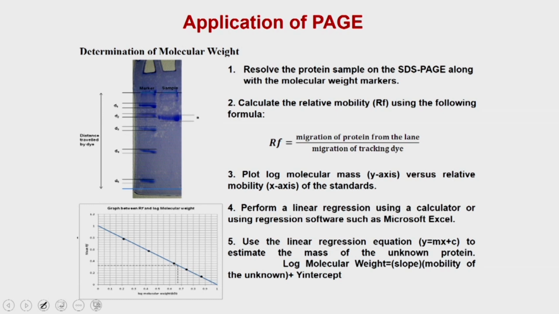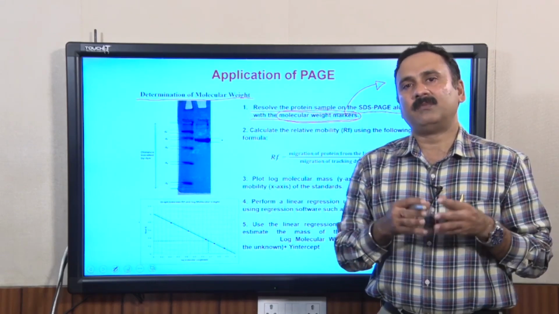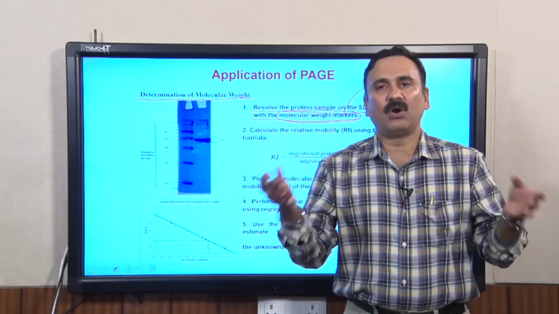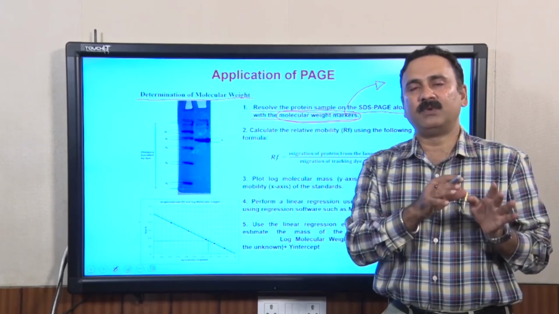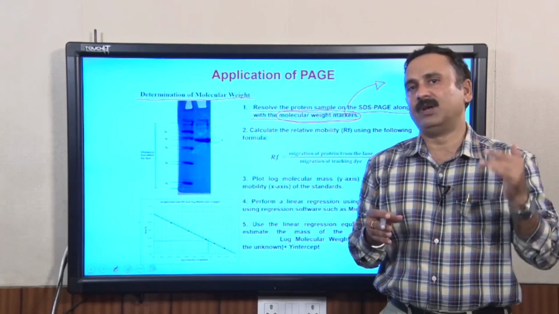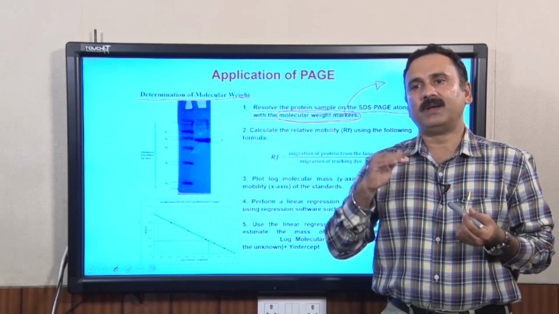How to do that? If you want to use SDS-PAGE to determine the molecular weight of a protein, you resolve the protein sample on an SDS-PAGE along with molecular weight markers. A molecular weight marker is something you get from many biochemistry companies. It is a mixture of different standard proteins, and it is pre-decided which protein band is of which molecular weight.